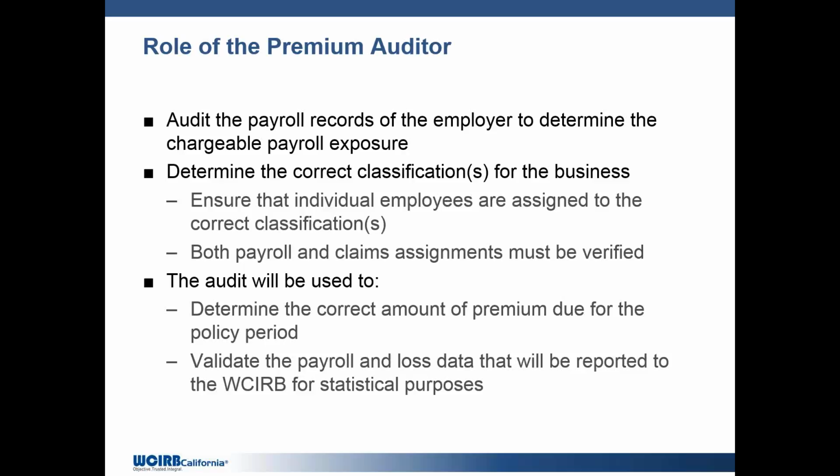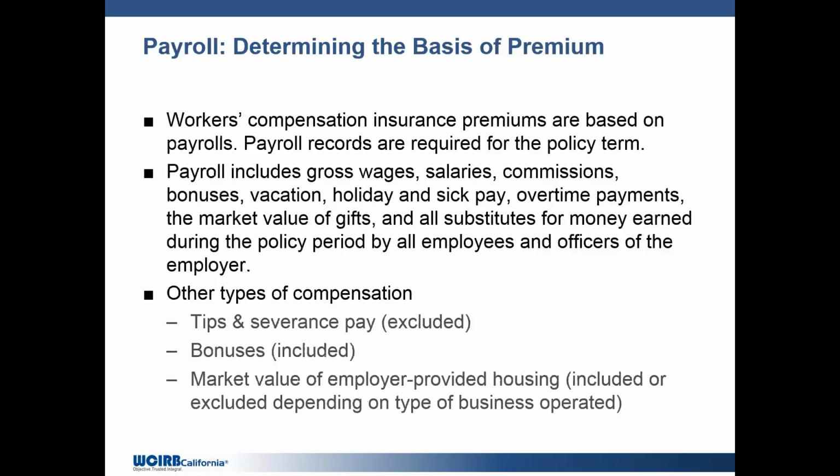And in that process, they're going to validate the payroll, and then they're going to validate any claims assignments. So if we had a worker that was injured, and in the insurer's records that worker's claim classification shows a particular classification, they want to see that the payroll classification matches that. And so in the end, the insurer is going to use the audit to determine the correct amount of premium that's due for the policy period, and that'll then be the validation of the payroll and loss data that will be reported to the WCIRB for statistical purposes.